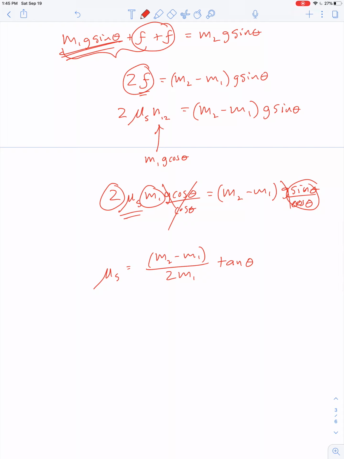Oh, and we can turn the equality into an inequality if we're trying to find all possible values of mu. As long as it's greater than or equal, then the system will remain at rest. So what's this say?